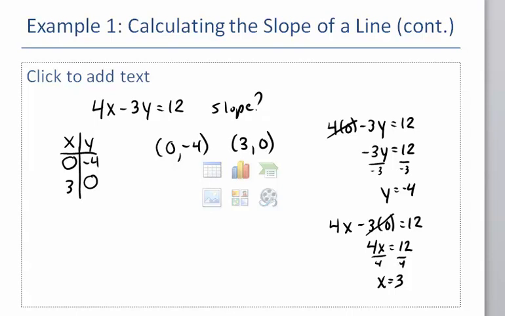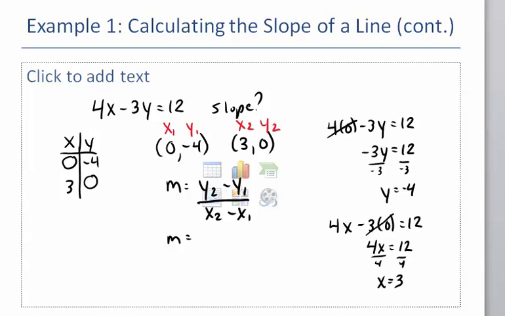So using those 2 points, we want to plug into our slope formula. Remember, your slope formula is y2 minus y1 divided by x2 minus x1. Go ahead and label your points if you find that helpful. The (0, negative 4) would be the x1 and the y1. The (3, 0) would be the x2 and the y2. And let's plug into our equation.